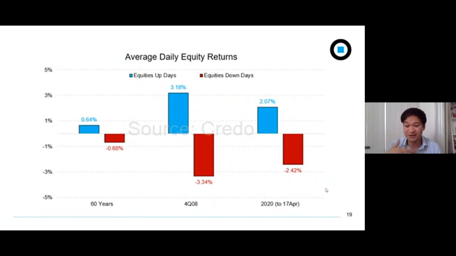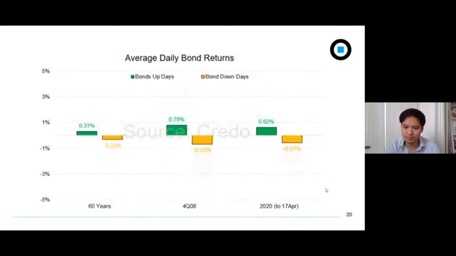And just for comparison, I've also put some shorter periods. In the fourth quarter of 2008, the market had daily up and down days of 3% on average. The year-to-date period, the last two bars on that chart, has been extreme, with moves up and down around 2%, but not quite at the 2008 levels on these measures anyway at the moment.